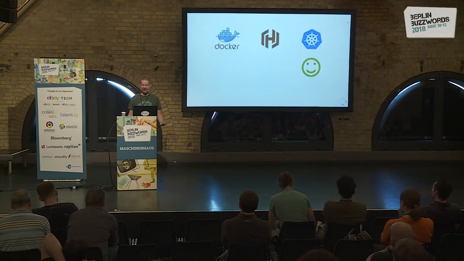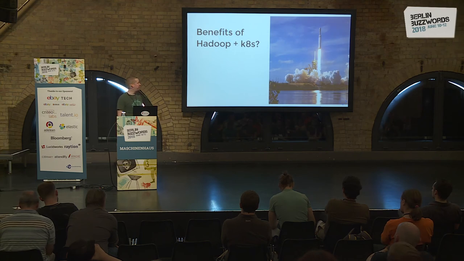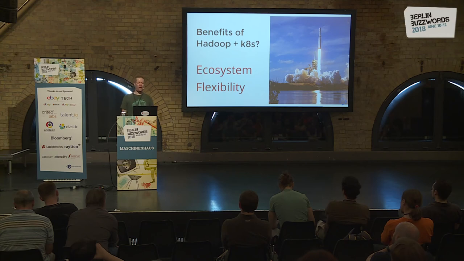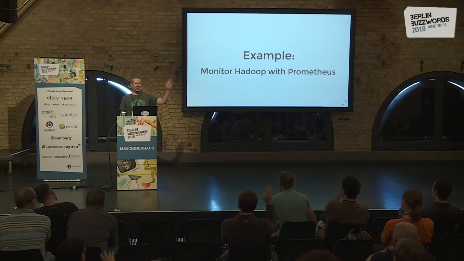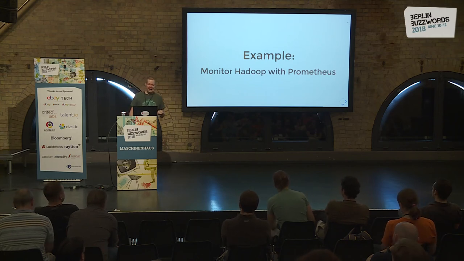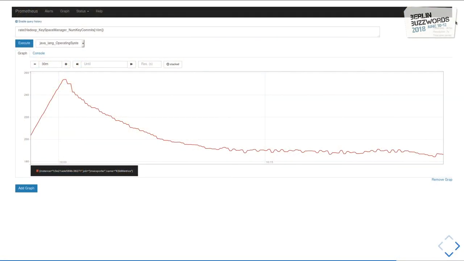Okay, so what is the good thing? I think it could be defined in multiple ways, but my favorite two things are the ecosystem and the flexibility. So what does it mean exactly? Let's do an example exercise. Do you know Prometheus? Prometheus is a cloud-native monitoring tool. A monitoring tool collects a lot of metrics, and we can just check what's happening.